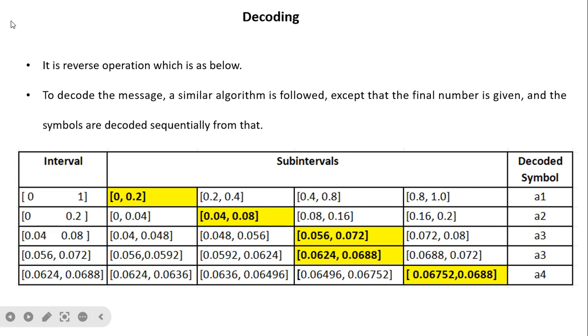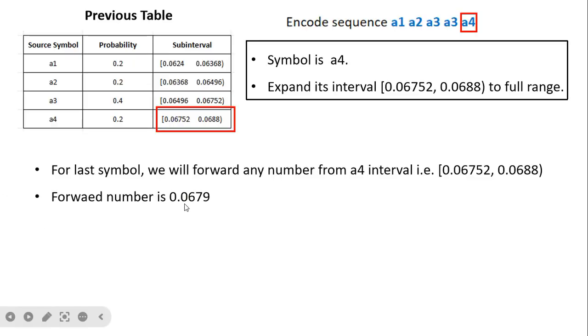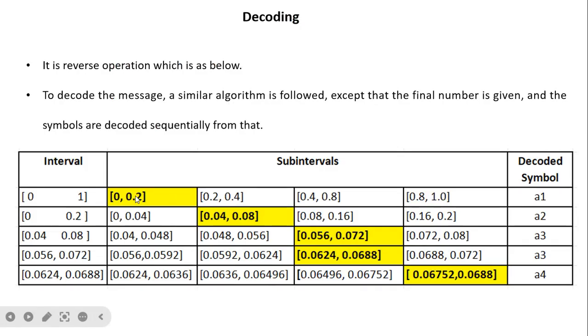Now the decoder performs the reverse operation, as below. To decode the message a similar algorithm is applied, except that the final number is given and the symbols are decoded sequentially from it. At the receiver side the symbols and their probabilities are present and the same algorithm is applied. The number sent to the receiver is 0.0679. The same algorithm applied on the sender side is applied on the receiver side.